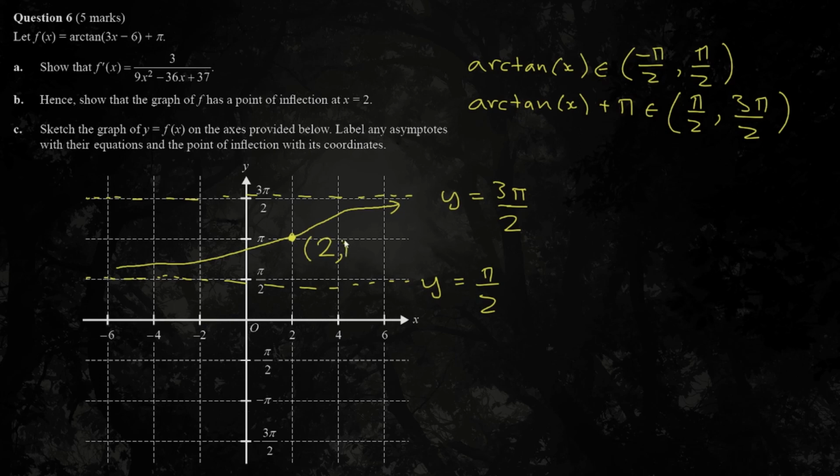And so we can go ahead and put pi in here. Notice it's just the average of these two. That's because it's smack bang in the middle. And so now we've got our labeled inflection point, we've got our labeled asymptotes, and that's exactly what the question asked for. So at this point, we're done.